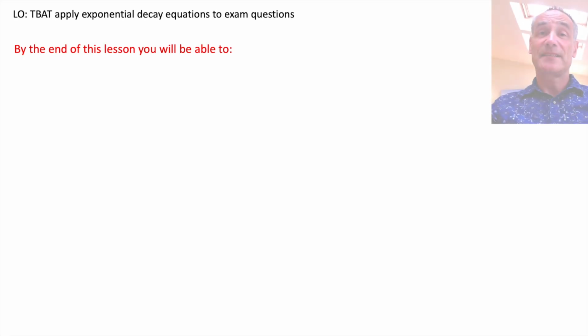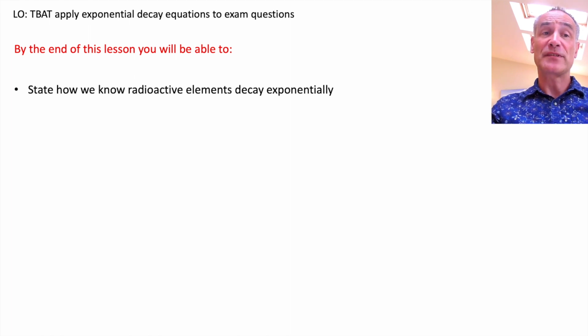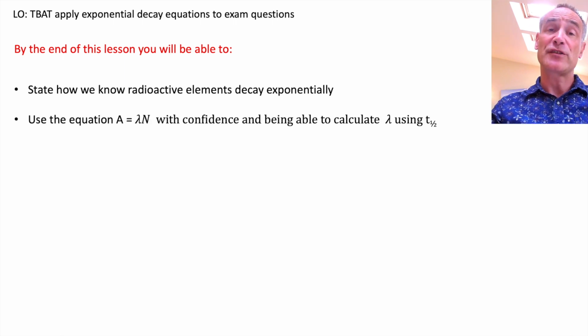This is the second lesson on radioactive decay. It's really important that you've watched the first lesson on simulating radioactive decay using dice in order to really access this lesson. By the end of this lesson, you'll be able to state how we know that radioactive elements decay exponentially. You'll be able to use the equation A equals lambda N with confidence and be able to calculate lambda, the decay constant, using the half-life.